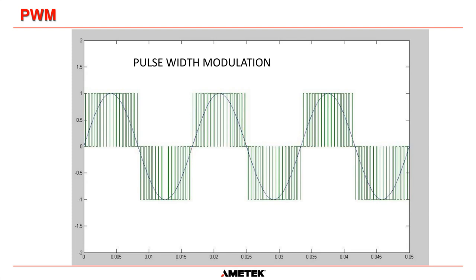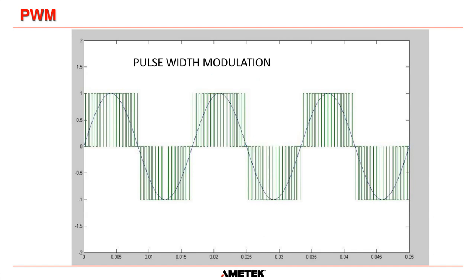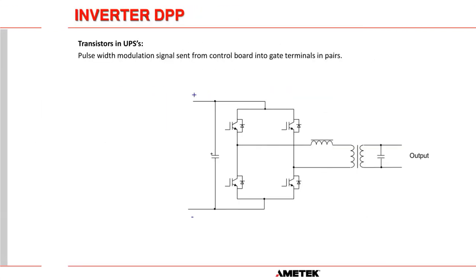Now, don't get me wrong. The way that it's drawn here, it's not to scale, but our pulse width modulation is 8 kilohertz. So that means we have 8,000 pulses per second. Okay. But let's look at this as a square wave. We're still creating 60 hertz in this portion here, but split up into its own individual pulses, we have 8 kilohertz, 8,000 times per second. Okay. Hopefully that explains what's going on there.